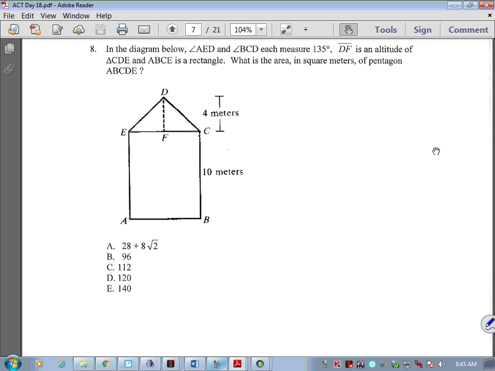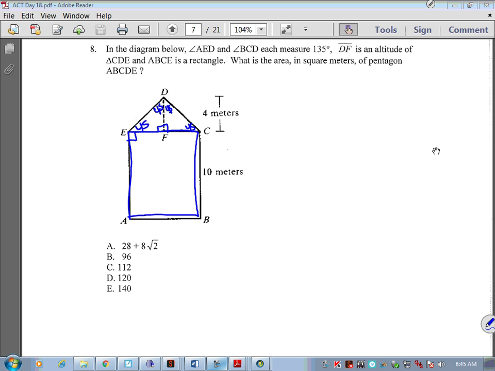So if AED is 135 and this shape right here is a rectangle, then that's 90 degrees, and the number of degrees left out of 135 is 45 degrees. So this is 45. They told me this is an altitude, which means it's perpendicular. So what I have is two 45-45-90 right triangles. We have special right triangles we can work with here, and because we're in Algebra 3, we should already know our 45-45-90s.